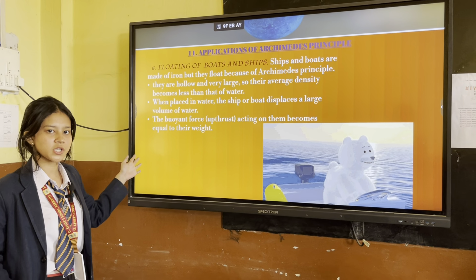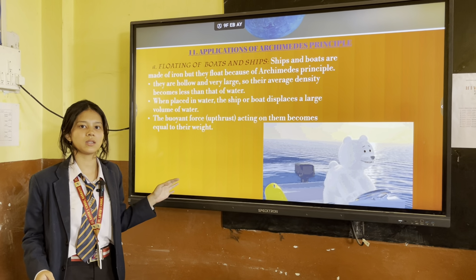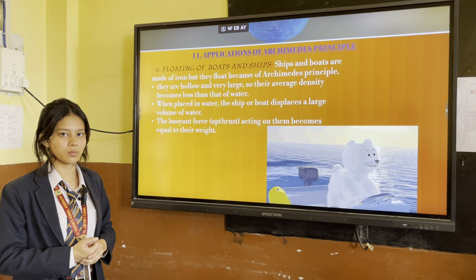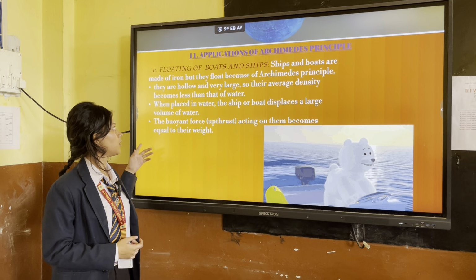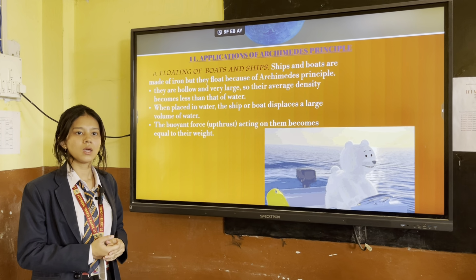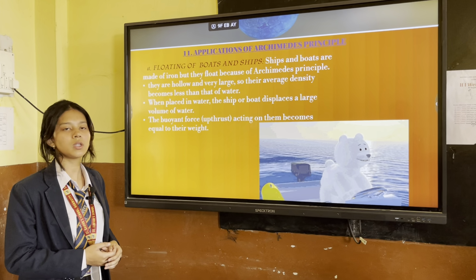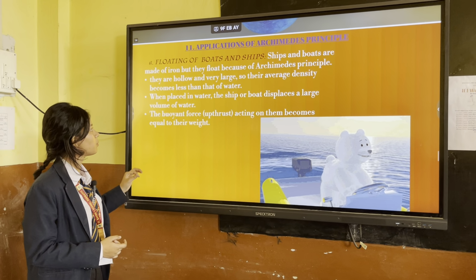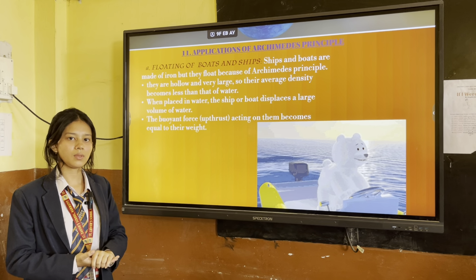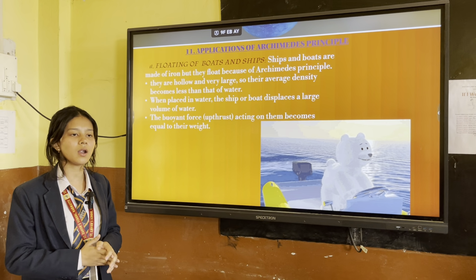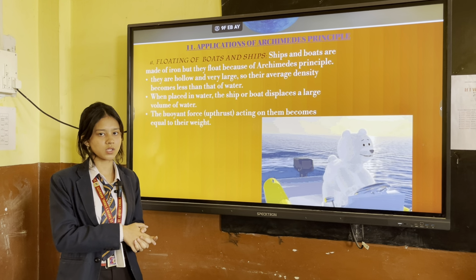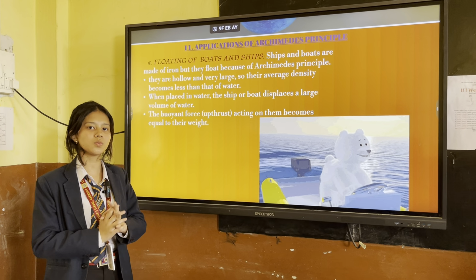First one is floating of boats and ships. Second one is lactometer, and the third one is hydrometer. Now, first of all, let me tell you why boats and ships float on water. Boats and ships are made of iron, but they float because, according to the Archimedes principle, the buoyant force of the displaced water balances their weight. They are hollow and very large, so their average density becomes less than that of water. When placed in water, the boat or the ship displaces a large volume of water.